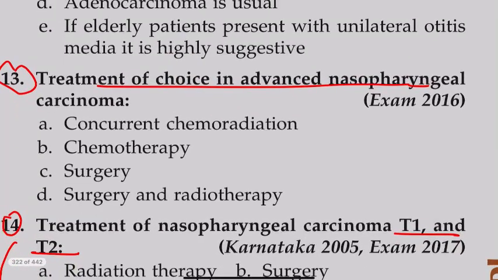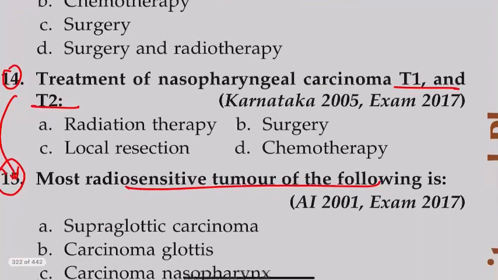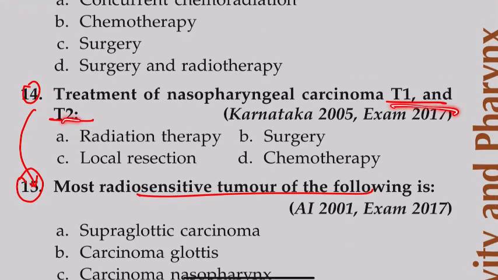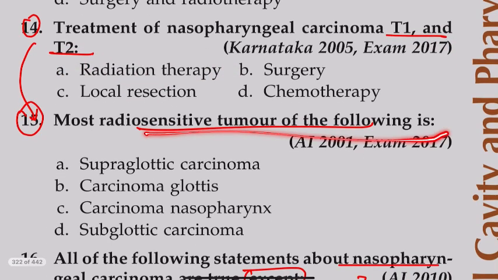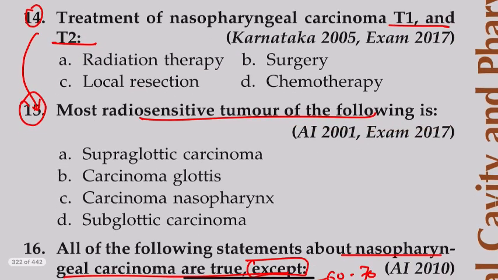Treatment of choice in advanced nasopharyngeal carcinoma. What is the treatment of choice in advanced disease? That is concurrent chemoradiation. Treatment of nasopharyngeal carcinoma T1 and T2, okay, it is radiation therapy. Most radiosensitive tumor of the following is, okay, we know that is carcinoma nasopharynx. That's why the treatment of choice is radiotherapy only.